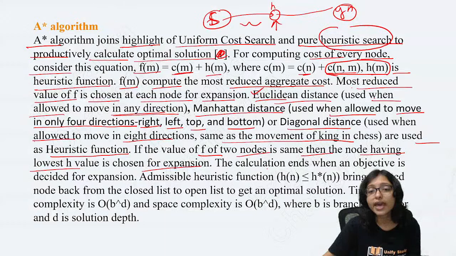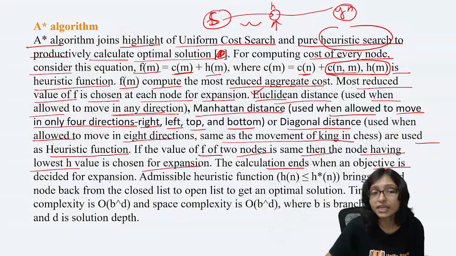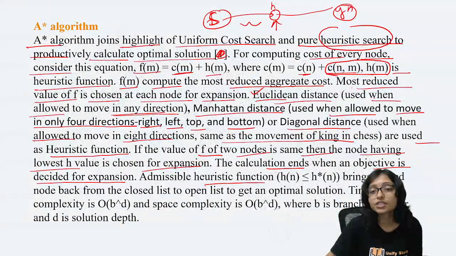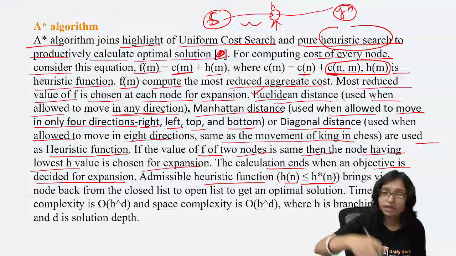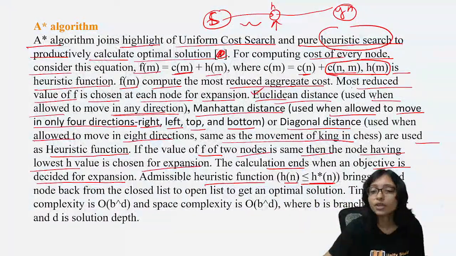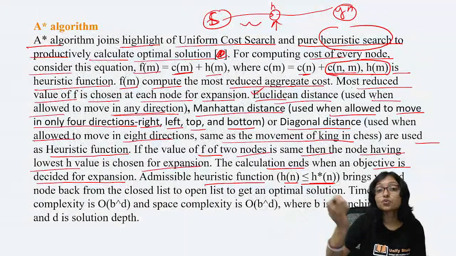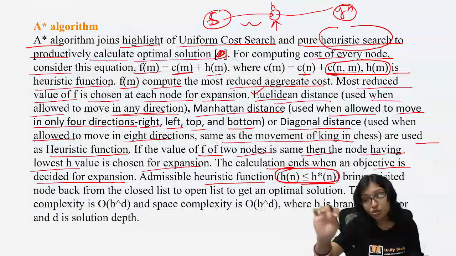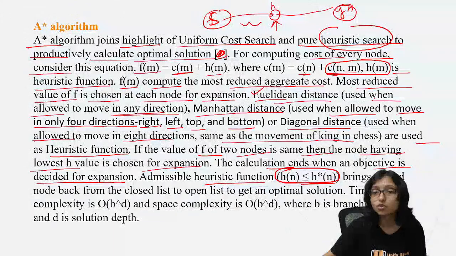Yes. So the calculation ends when the goal is chosen for expansion. Admissible heuristic function, that is h(n) less than or equal to h*(n). Whatever heuristic value is there, and whatever we got till now, out of them which one is less than or equal to. From here a question already came. Not only less than, equals also, less than or equal to.